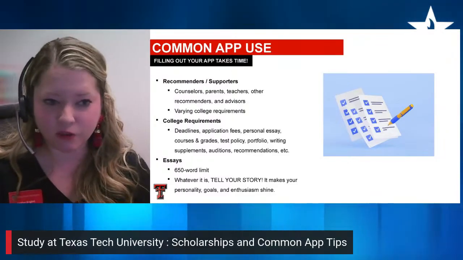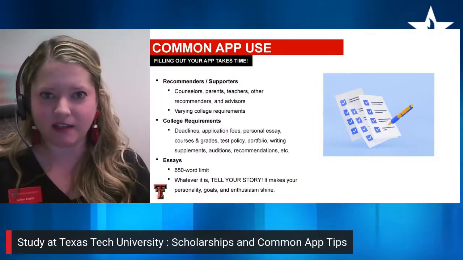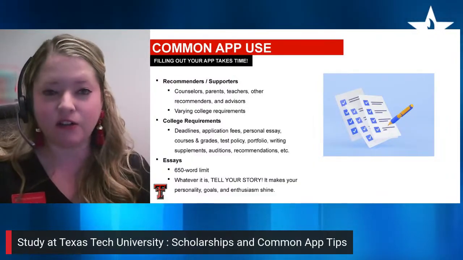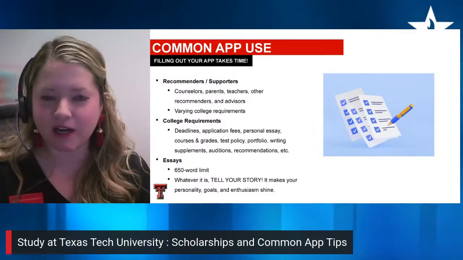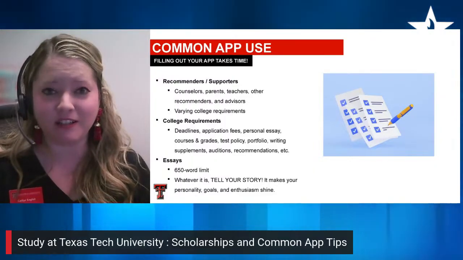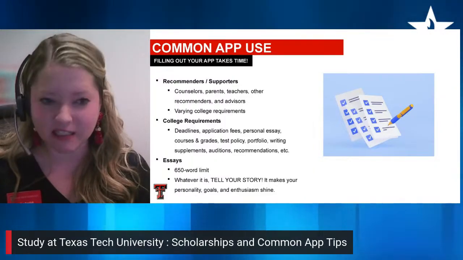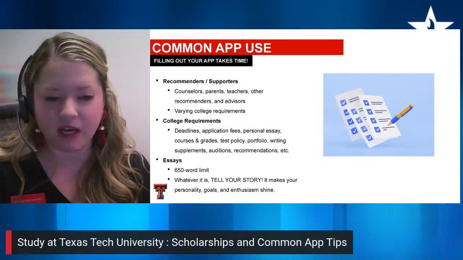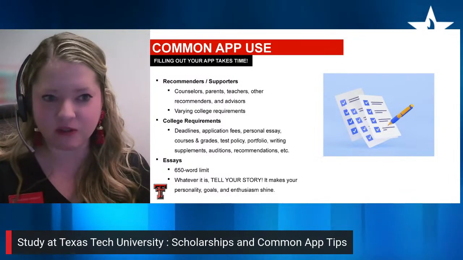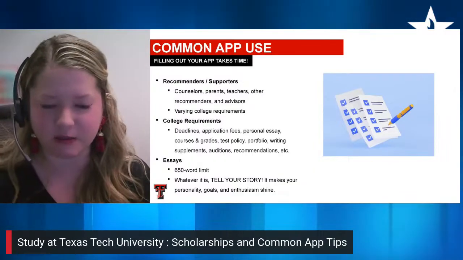But when you're telling your story in your essays, whatever it is, as it's capitalized here, tell your story. It makes your personality, goals, and enthusiasm shine, as they would say. If you're an international student, you have a unique story, and this is what's going to set you apart from the person next to you that has the exact same grade as you. So even if it's optional, I recommend spending time on essays as well.